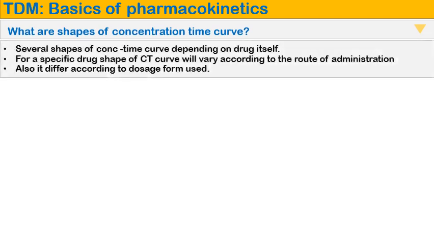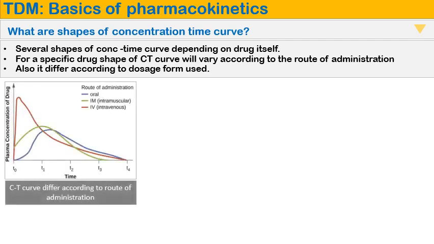This is how we will draw it from the information we get from the drugs, which is the concentration versus time curve. What's the shape of this time curve? The shape of this curve will vary according to the route of administration, and also differ according to the dosage form, as in the following diagram.